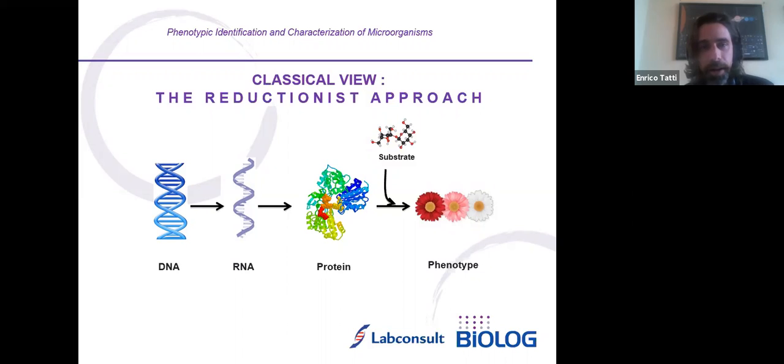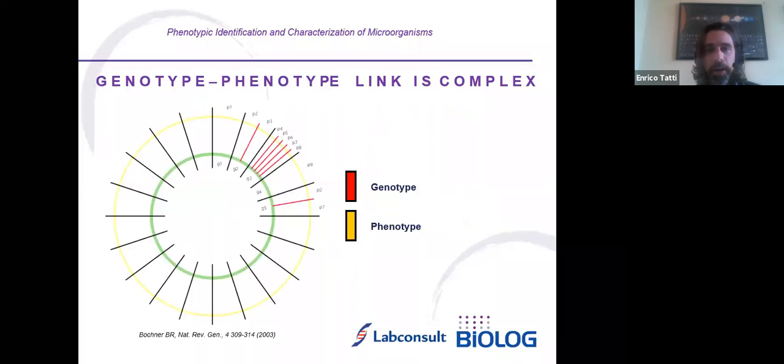But the truth is that this is a classical view that has been updated, and we need to consider that it is in need of an update. It's also a very basic way to consider the traveling of information, which we know now doesn't travel so linearly and simply from DNA to the effect at the phenotype. Actually, the genotype and phenotype link is much more complex than that.